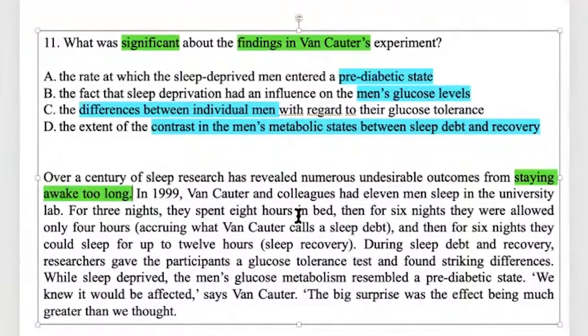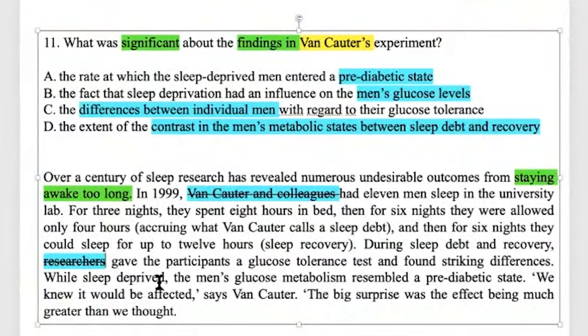Now come to the name. Van Cauter and colleagues. Where do you have the names? Van Cauter is here, Van Cauter and colleagues. Are we concerned about both? No. The question doesn't ask us about his colleagues. Then there are researchers. Researchers gave the participants. Are we concerned about researchers? No. These things speak only about them. All these things you need not read once you know this strategy.